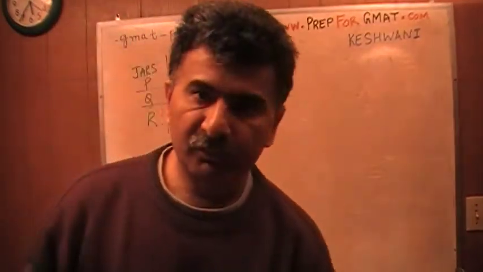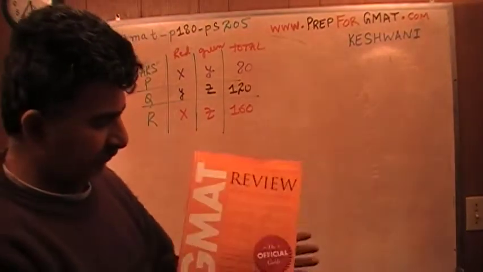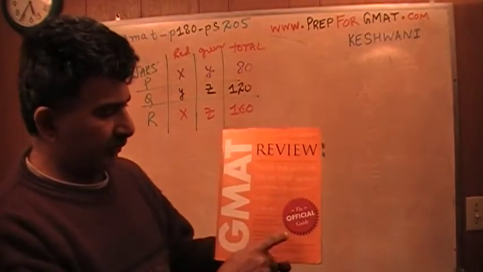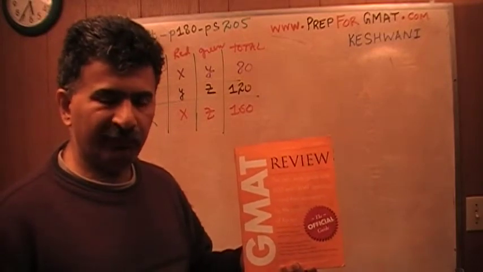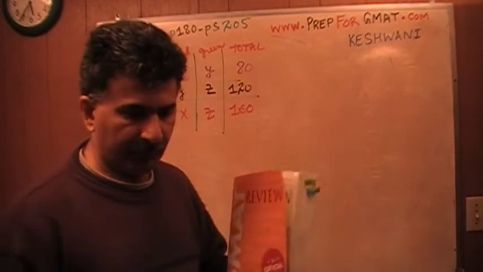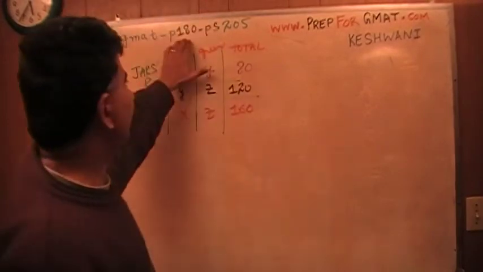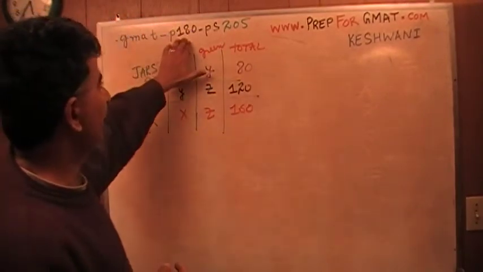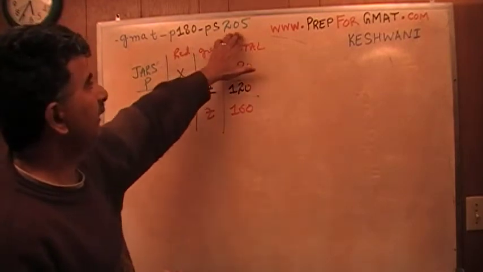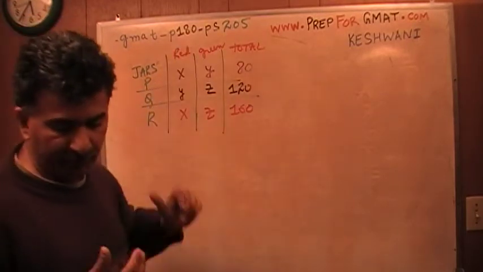I have been solving math problems for the GMAT out of this book, the GMAT Review, the official guide. If you do not own this book already, purchase one immediately. You will find it at mba.com. Let's turn to page number 180. The problem that I'm about to solve is problem solving number 205. Let's take a look at it.